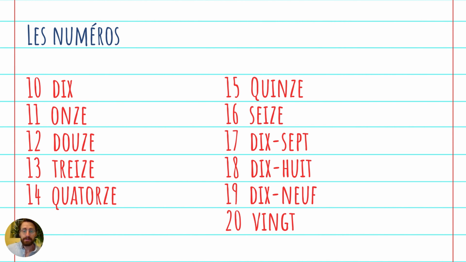So notice here we have 17, 18, 19 are quite literally 10, 7, 10, 8, and 10, 9. You'll see in numbers in the future that it only gets worse from there, where we're kind of combining old numbers to create new numbers. But yeah, so here are all the numbers all the way to 20. We'll pick up on some new numbers in later lessons during this chapter.